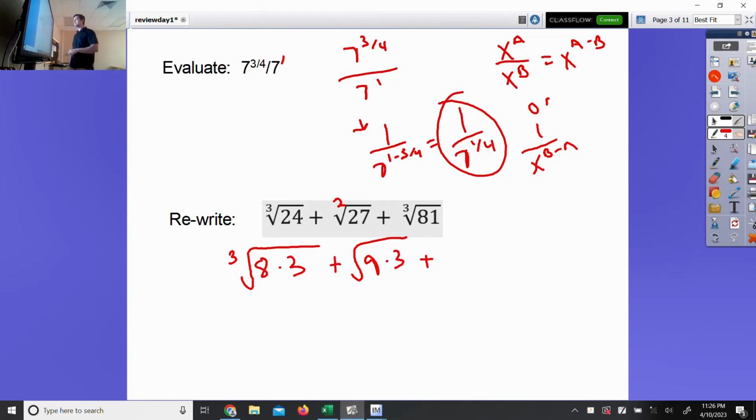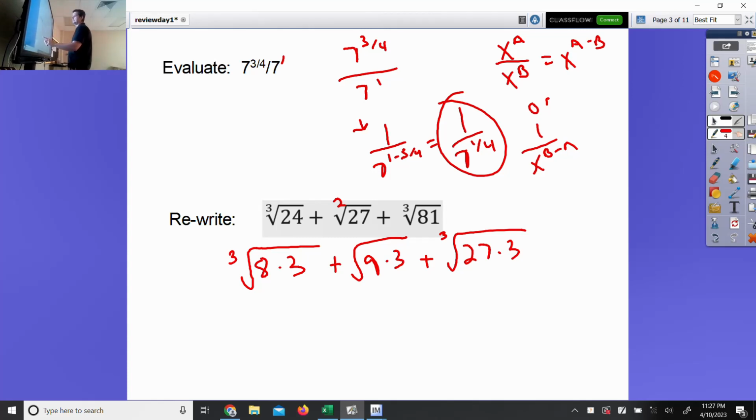And then the cubic root of 81 is going to be 3 to the 4th power, or 27 times 3 is probably the best one. Just depends on how you think. And now what I've done is I've rewritten things so I can evaluate the roots, and hopefully I can come up with something here. I won't be able to do much with this.